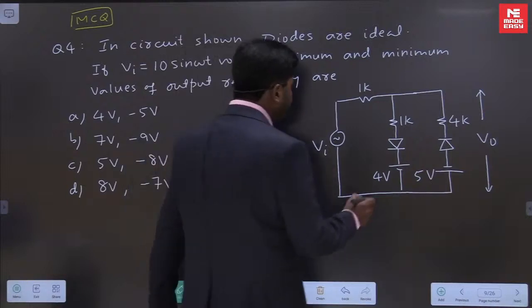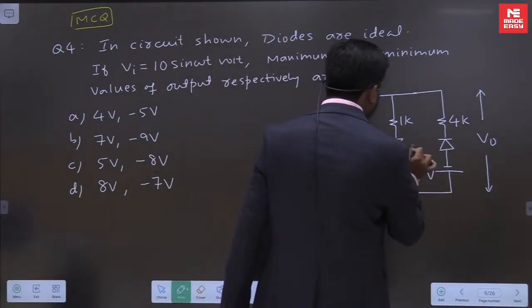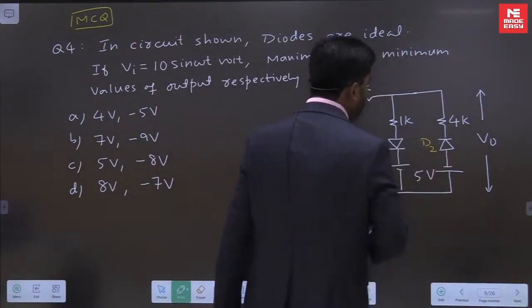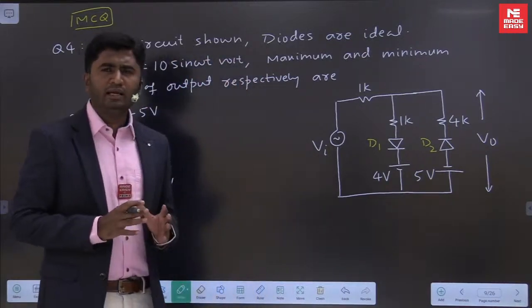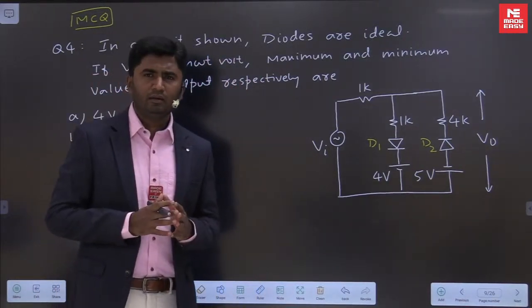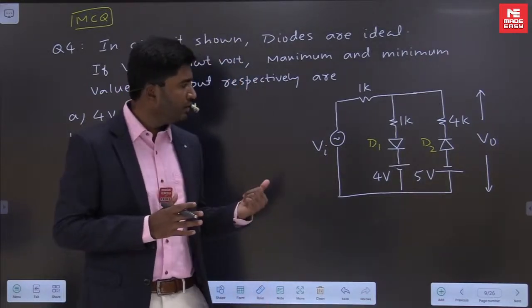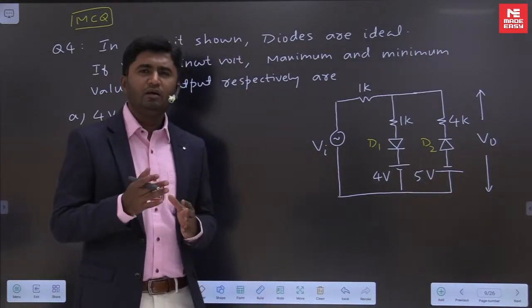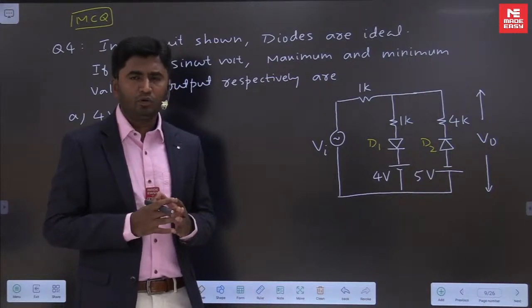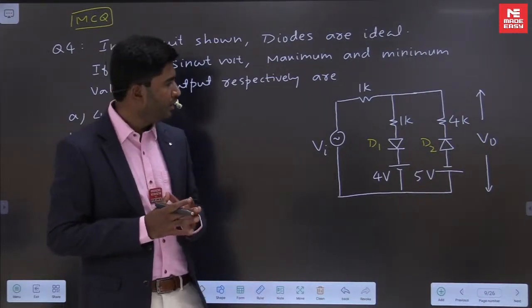There are two diodes here. Let us name them D1 and D2. This question looks like a two-level clipper. If you have studied clippers in the diode topic, then you should be knowing this circuit. It is similar to a two-level clipper, two-level shunt clipper.